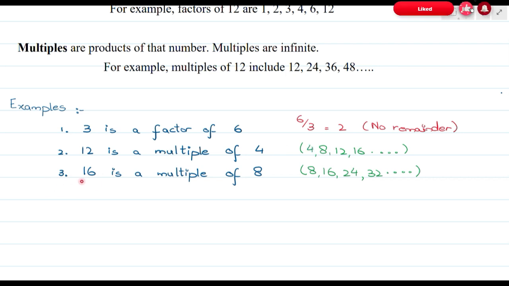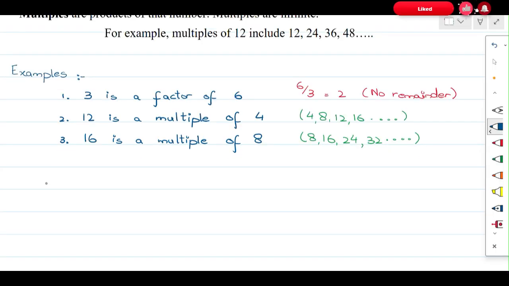Now for the third example, 16 is a multiple of 8. How do we check? For multiples, we have to write down the times table. So the 8 times table: 8, 16, 24, 32, and so on. You can see 16 is a multiple of 8 because 16 comes in the 8 times table. Let's do some more examples.